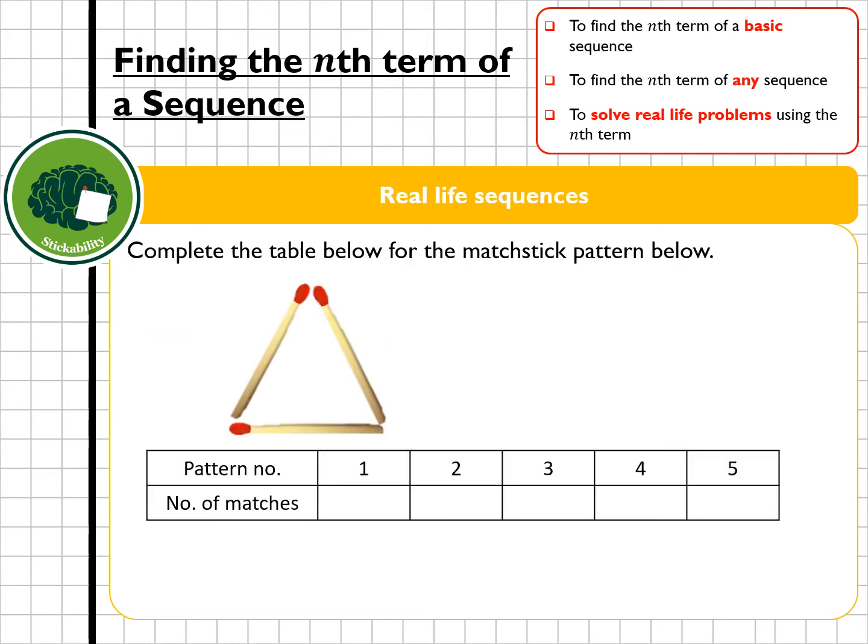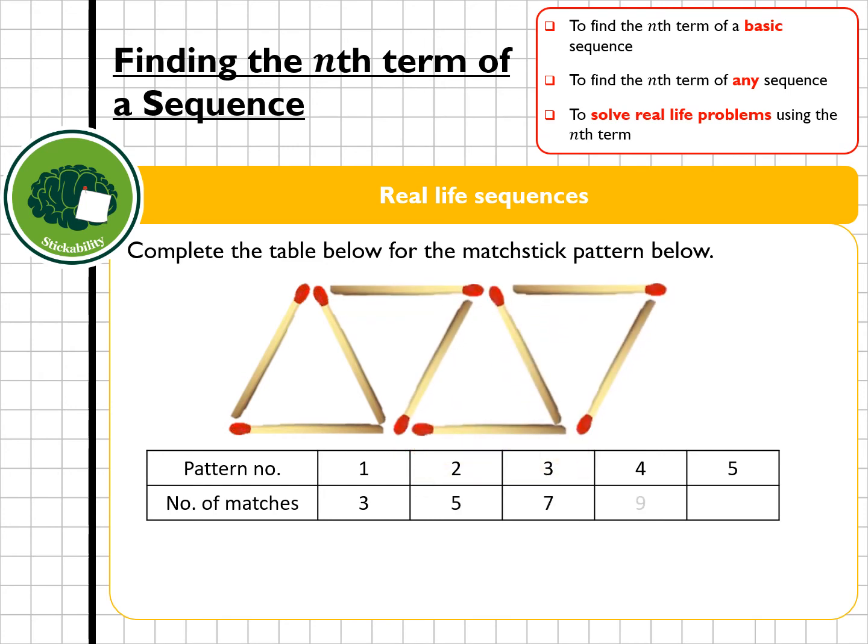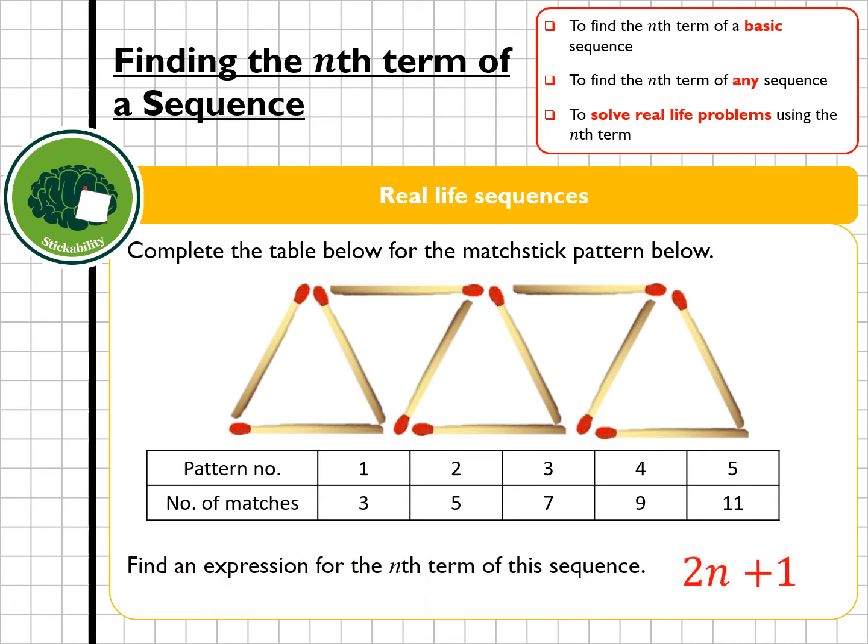The same thing works when I have real life situations, and sometimes they give us pictures and we need to work out the nth term from the picture. In pattern number 1, I have 3 matches. Pattern number 2, 5. Pattern number 3, 7. Pattern number 4, 9. Pattern number 5, 11. Now again, similar thing, that sequence is going up in 2n. And then if I had my 2 times table above all of those, I know I'm adding 1 to my 2 times table to get those numbers.